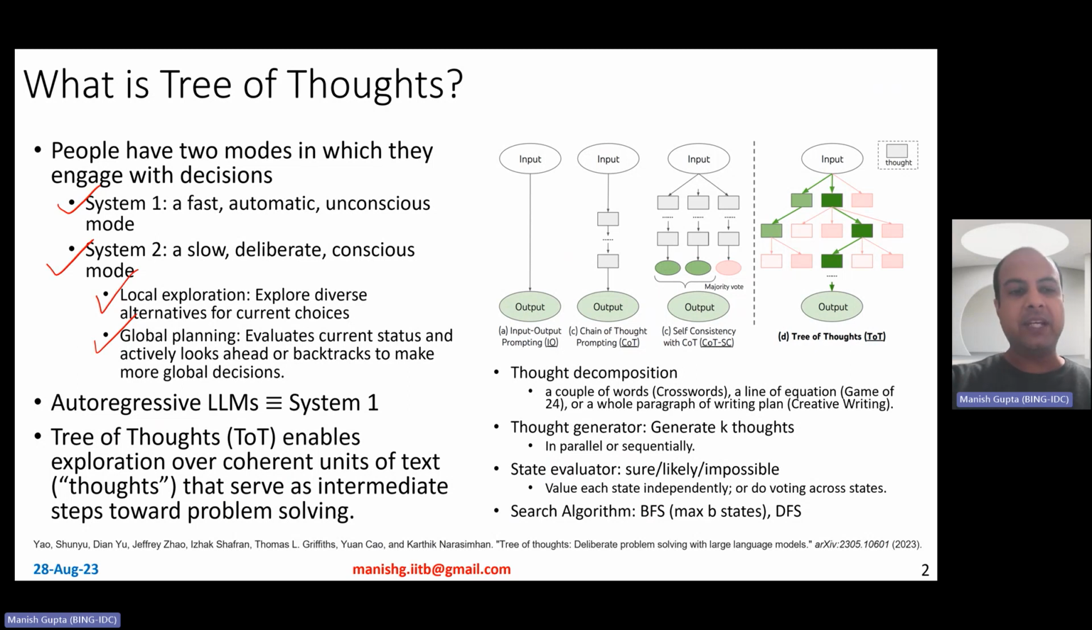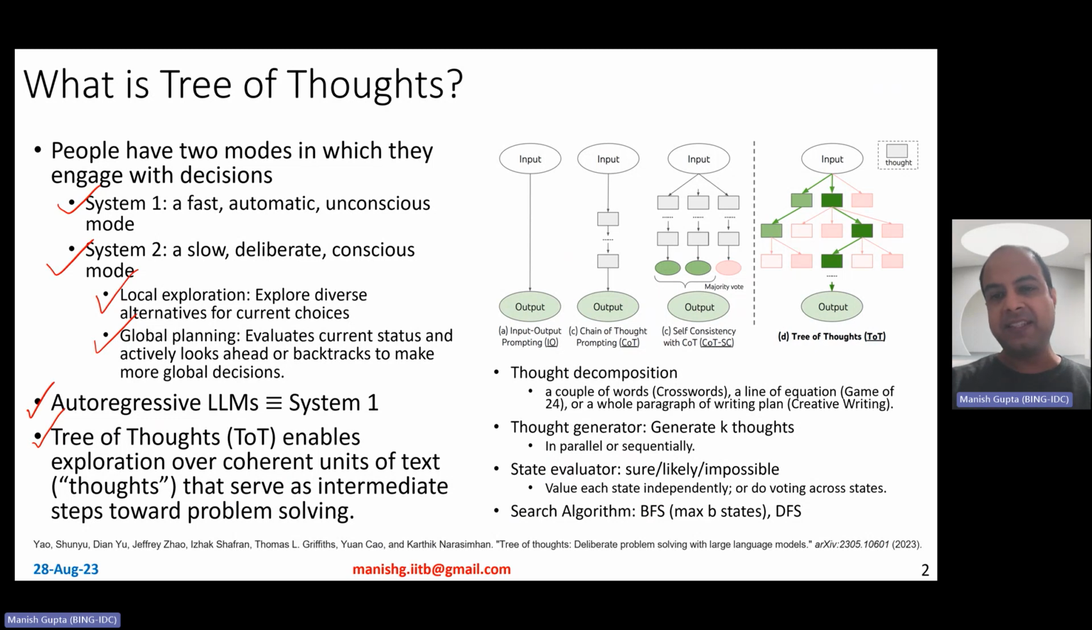Okay? So the way current autoregressive large language models work, they are more like system one, but there's a missing system two. You don't have any capability to look ahead or backtrack. You sort of explore one path rather than exploring multiple alternatives and then deciding which is the best one. Right. So the tree of thoughts framework essentially enables exploration over coherent units of text called thoughts, of course, that serve as the intermediate steps towards problem solving.